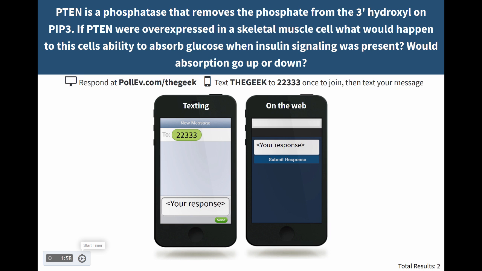So insulin's there, but there's a lot of P10 there as well, and P10 is active, more than you'd expect. What's going to happen? Is glucose absorption going to go up or down? I'll give you 2 minutes. Talk to your neighbor about that, okay? And we'll move on from there. On your marks, get set, go. Just tell me, up or down? What do you think?